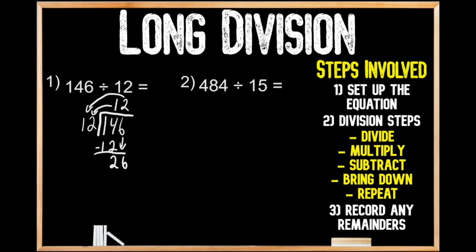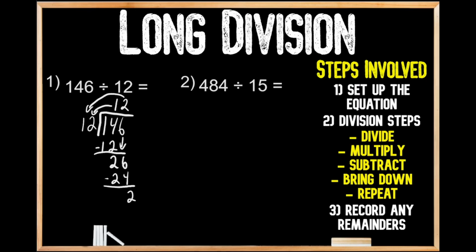And when we multiply 2 times 12, we get 24. So now we can move on to the next step, which is to subtract. And when we subtract 24 from 26, we get 2. So now that we've worked through this process all the way to the ones place, we can't bring down any more numbers. So we're done with this division problem.